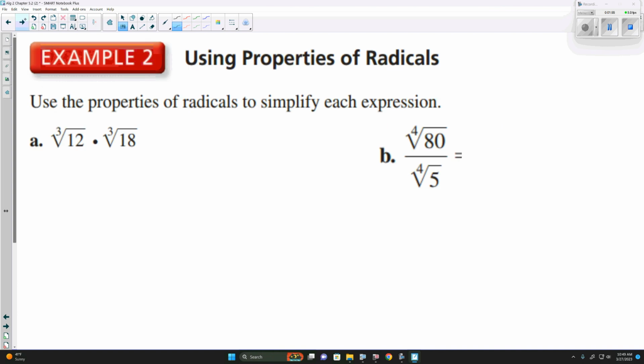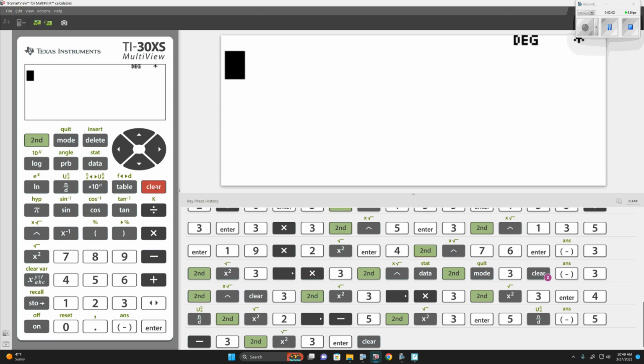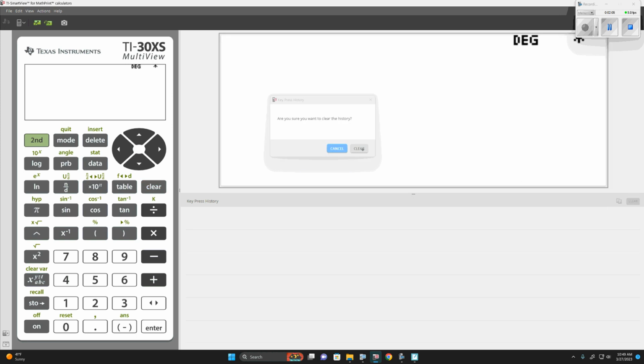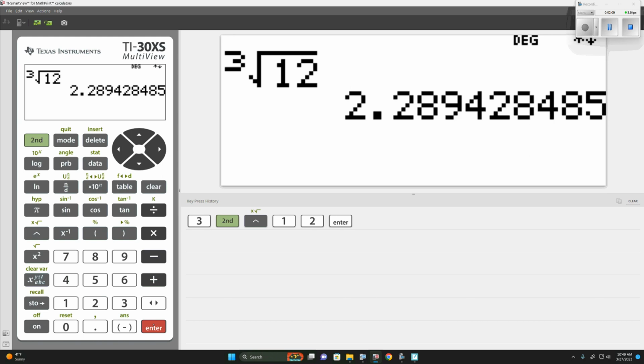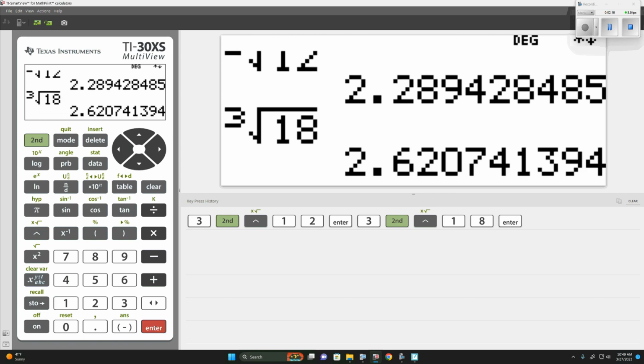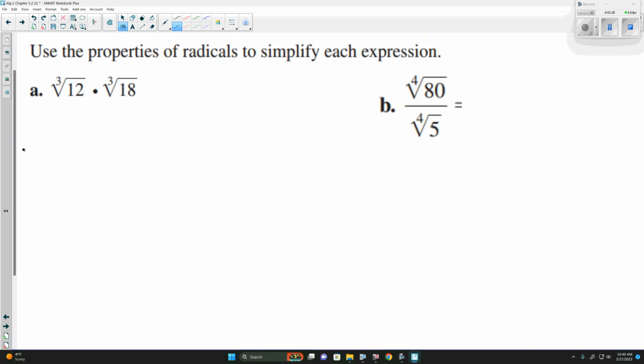So if we look at the first one here, the cubed root of 12 times the cubed root of 18. On the calculator, if we took the cubed root of 12, we get this decimal number. And if we took the cubed root of 18, we also get a decimal number. So individually, we cannot take the cubed root of 18 and the cubed root of 12. So what we can do is multiply them together.